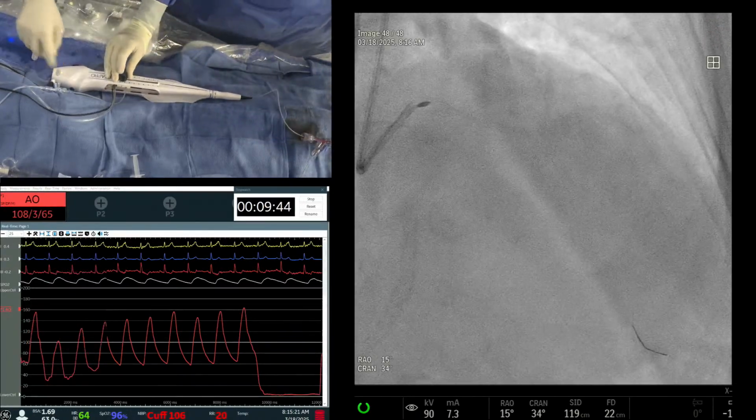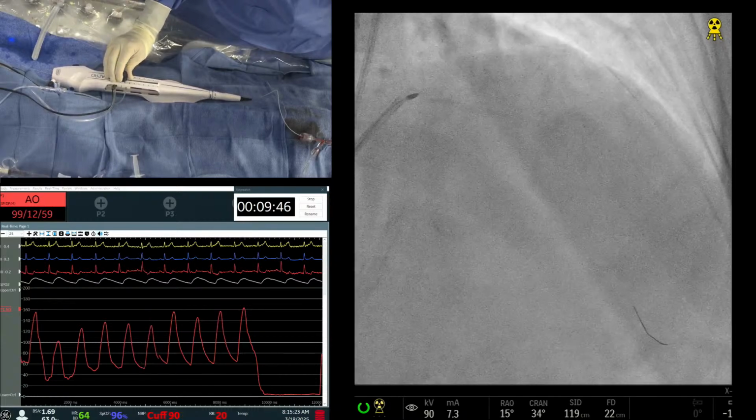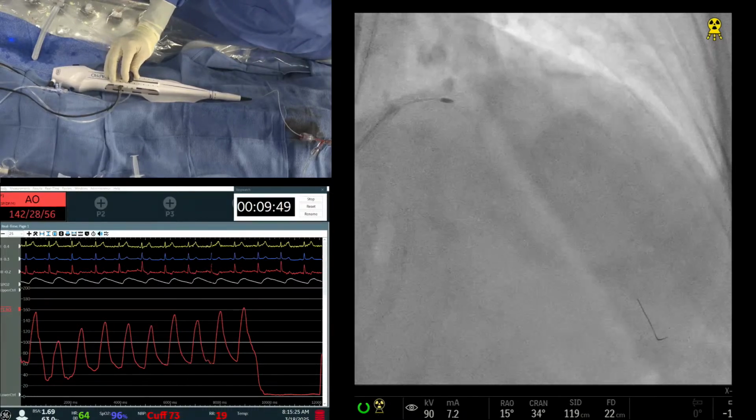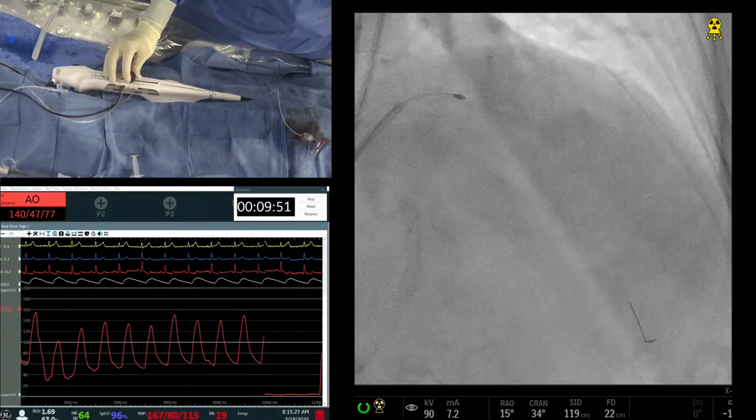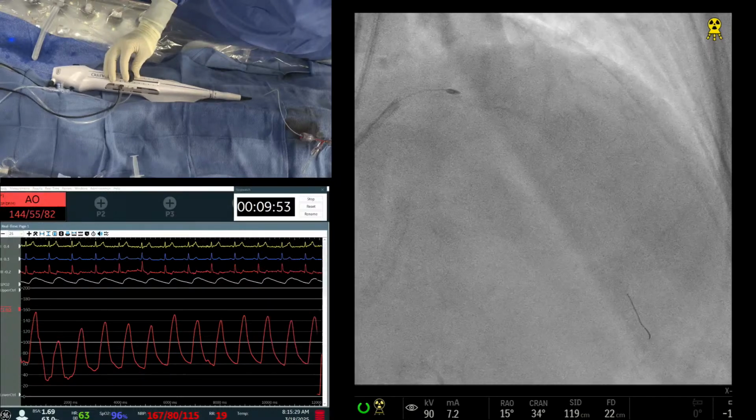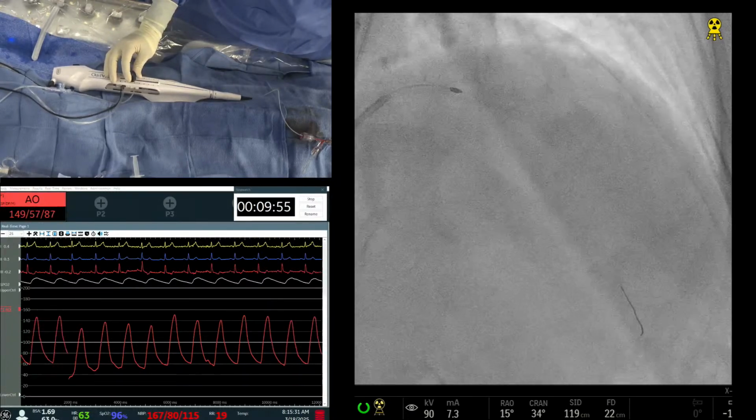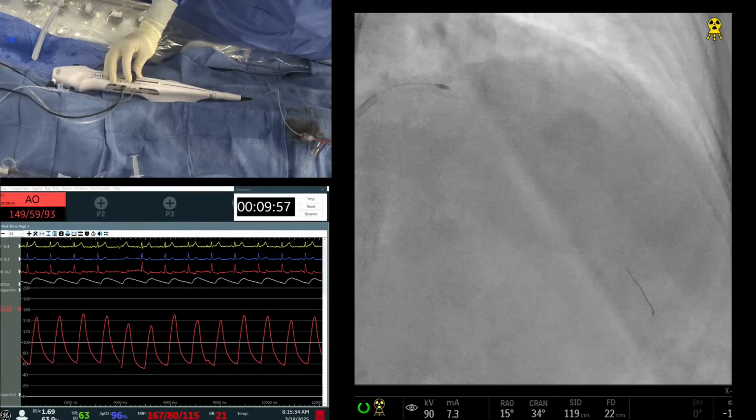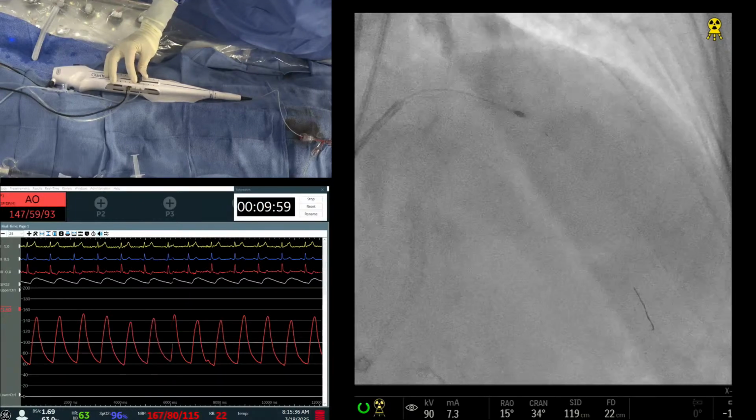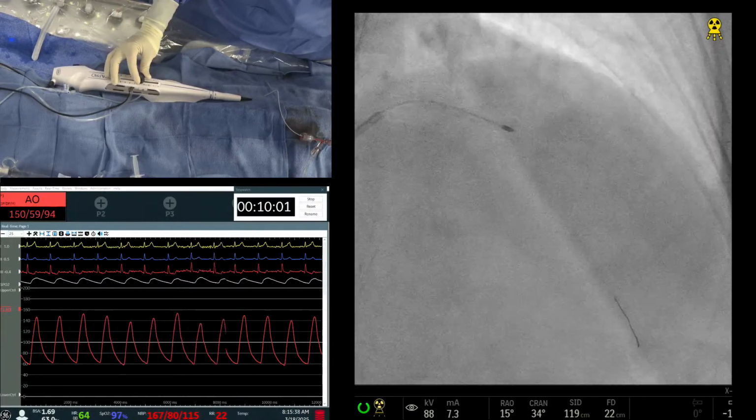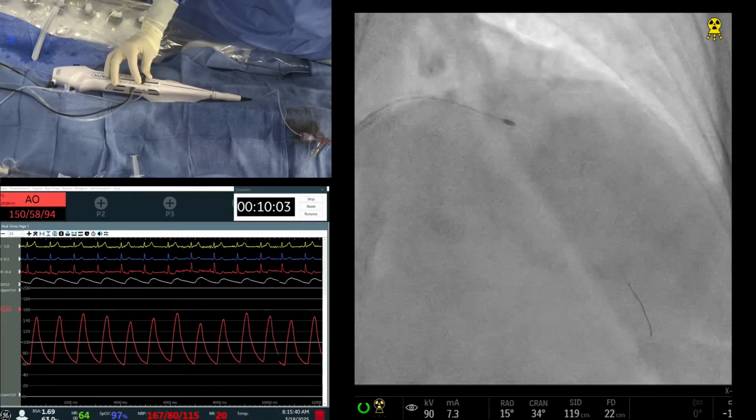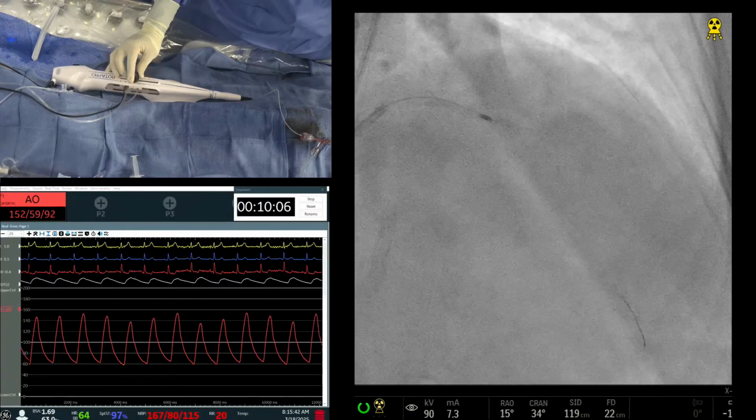Now RCA is dominant. You saw that EF is normal. So you saw what Anu did basically, to pull back to do the distal left main calcified ablation also. So for this area I had a feeling possibly 1.5 is better.